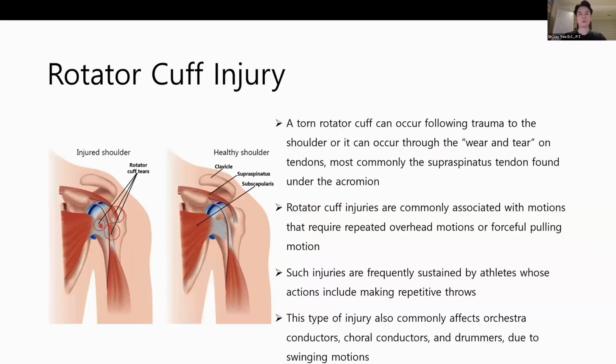So, rotator cuff injury can occur from trauma to the shoulder, or it can occur through wear and tear, mostly on the proximal tendon found under the acromion. Rotator cuff injury is commonly associated with repeated overhead motion and pulling. So a forceful pulling motion can cause a rotator cuff injury.